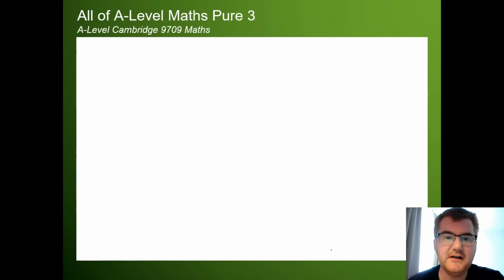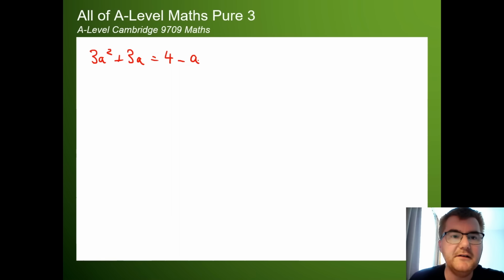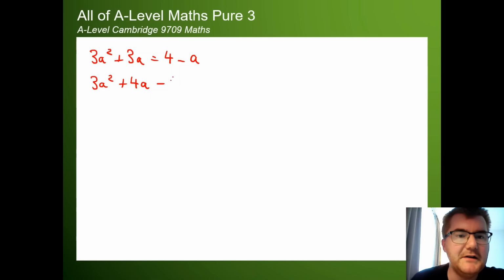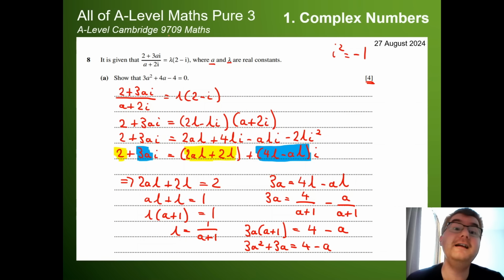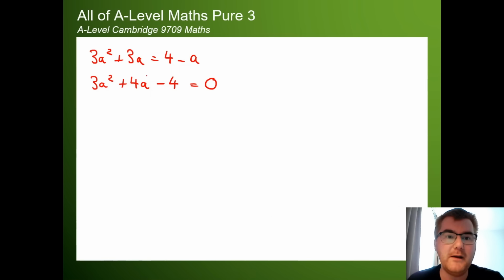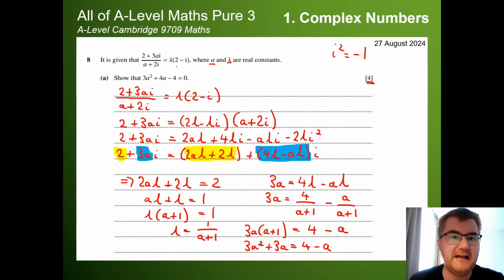And we can tidy this up. 3a squared plus 3a is equal to 4 minus a. And then bring everything to one side. So we get 3a squared plus 4a minus 4 is equal to 0. And notice, always a great feeling in these show-that questions, that you do get to the quadratic that we were looking for. So that's a great feeling to have.